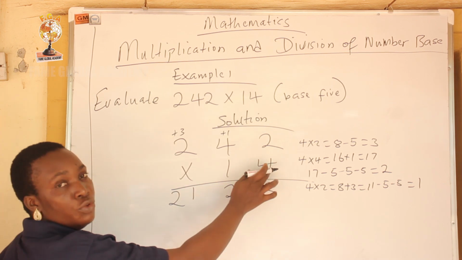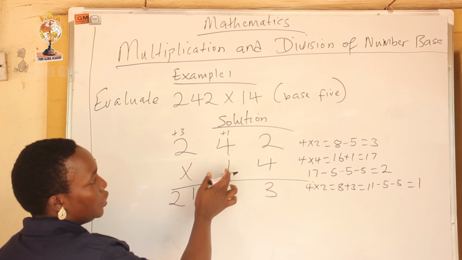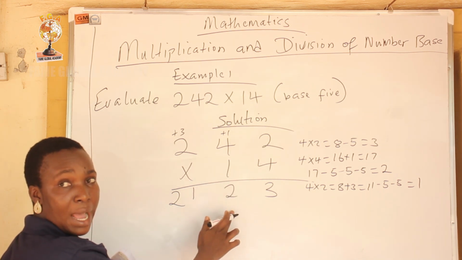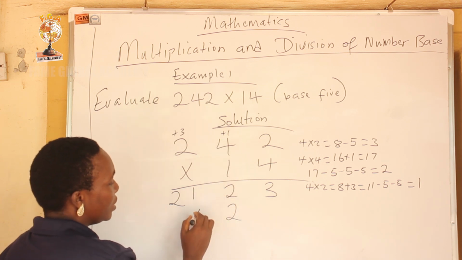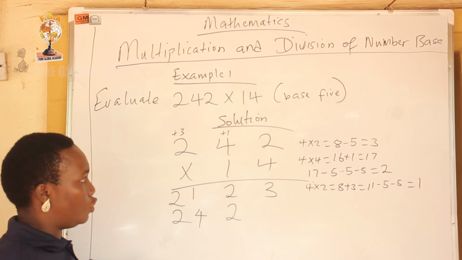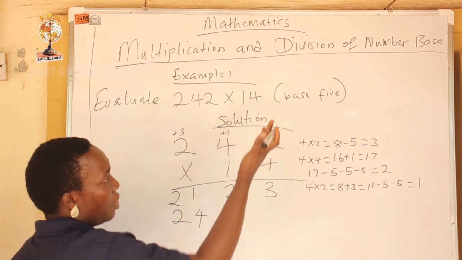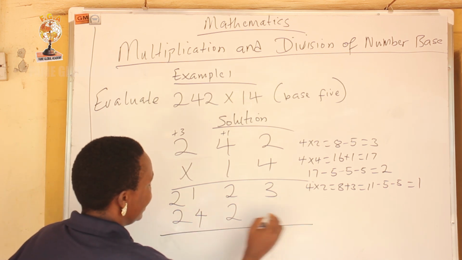So we are done using 4 to multiply. So let's use 1 to multiply. Now when you are using 1, you start your answer under 1. So 1 times 2 is 2. 1 times 4 is 4. 1 times 2 is 2. So this one does not have any issue because all the numbers here are already less than 5. So you just have your answer straight. So you add them together.